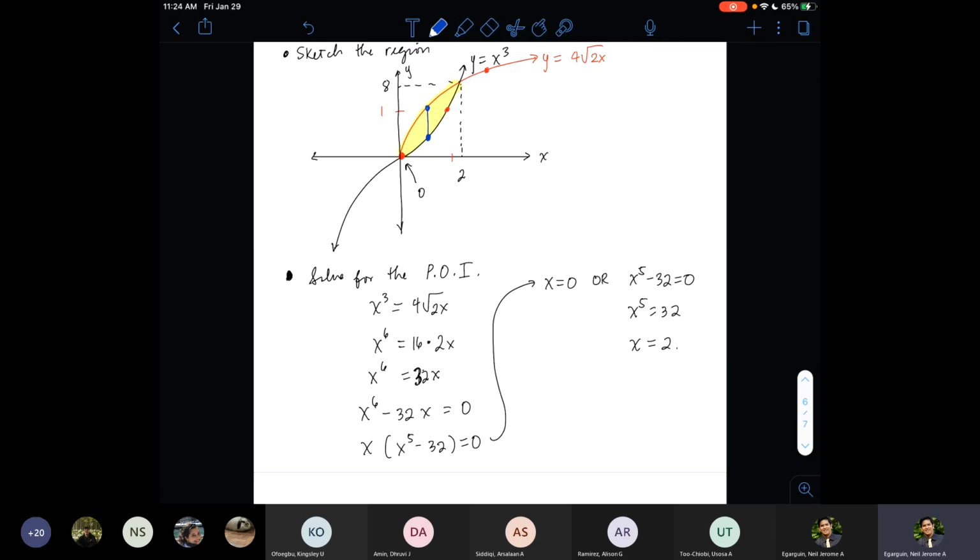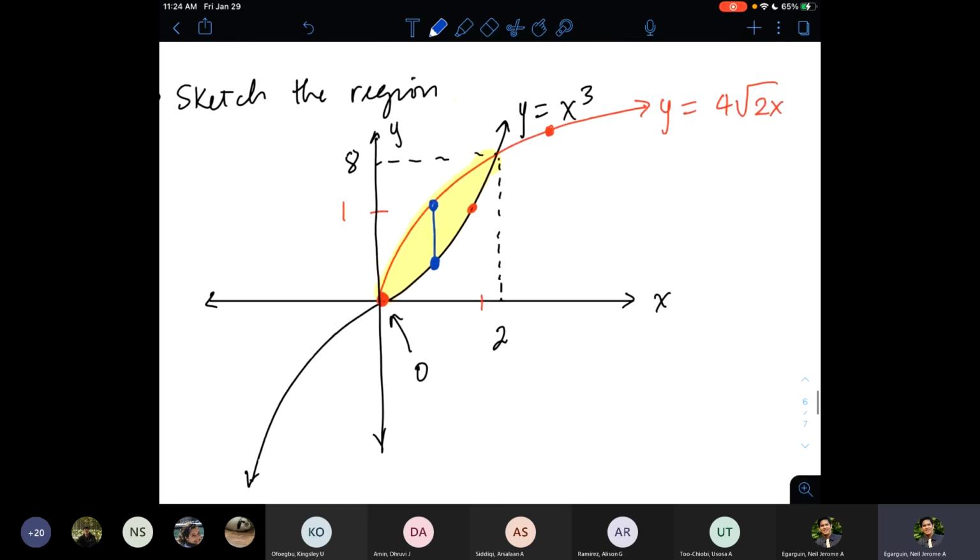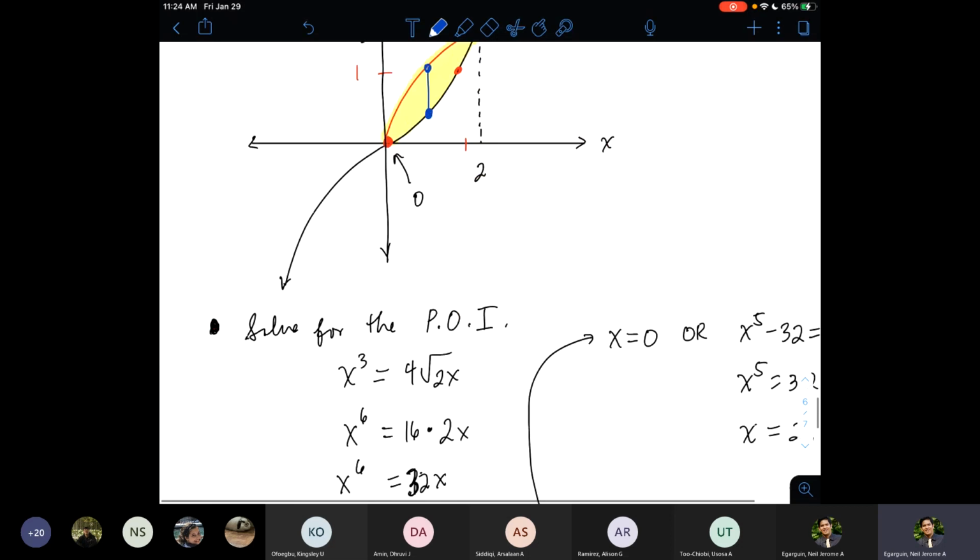If I use a vertical strip, so I drew a vertical strip over here. Imagine the vertical strip being moved to the left and to the right. As I go along the interval 0 to 2, I see that the function on top is always the red one, and the function at the bottom is always the black one. So that means I don't need to split the integral into two pieces anymore. I can do it in just one shot, right? So the top function is the square root function, and the bottom function is the cubic function. And I know that the region goes from x equals 0 to x equals 2.